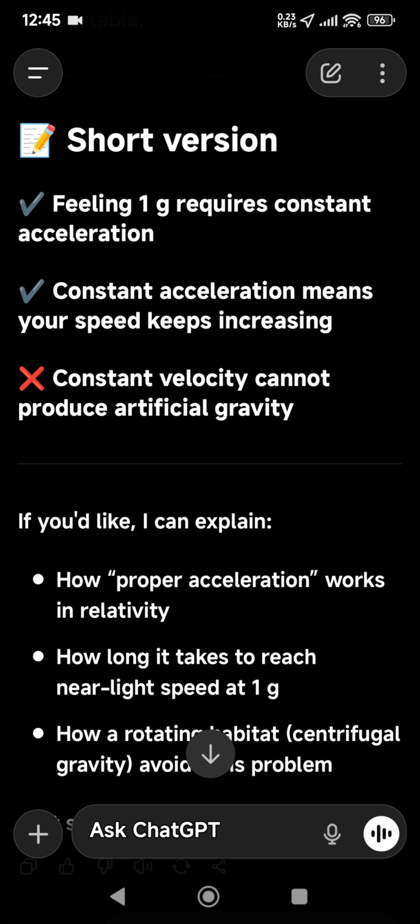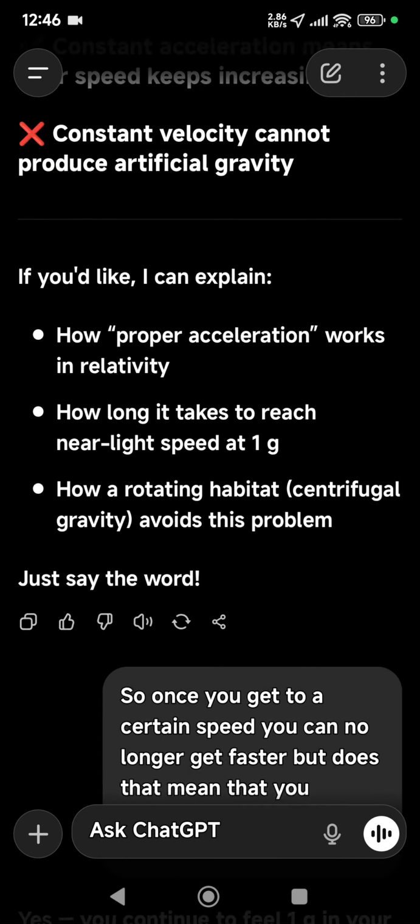Short version. Feeling 1g requires constant acceleration. Constant acceleration means your speed keeps increasing. Constant velocity cannot produce artificial gravity.